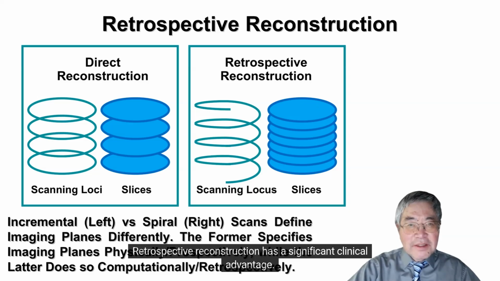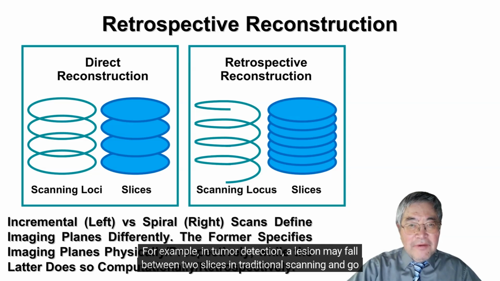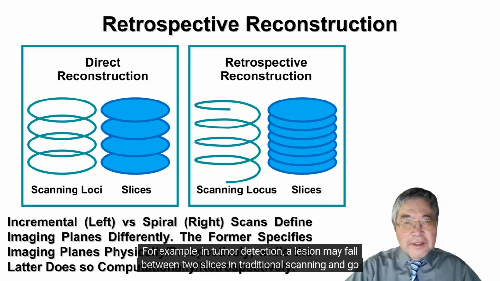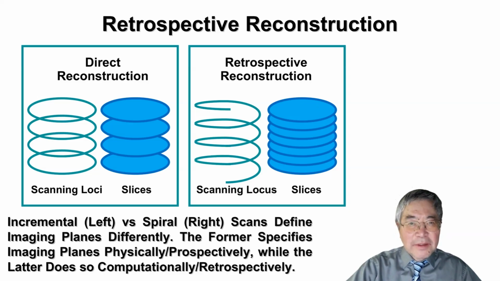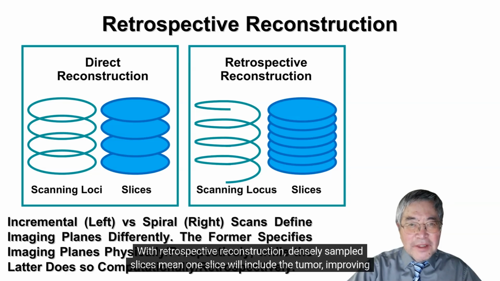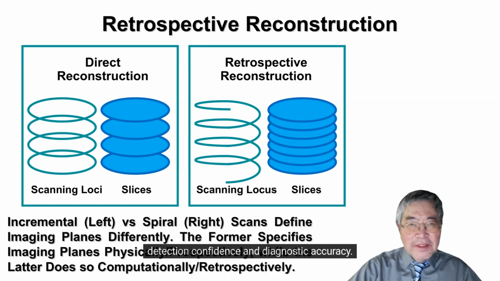Retrospective reconstruction has a significant clinical advantage. For example, in tumor detection, a lesion may fall between two slices in traditional scanning and go undetected. With retrospective reconstruction, densely sampled slices mean one slice will include the tumor, improving detection confidence and diagnostic accuracy.